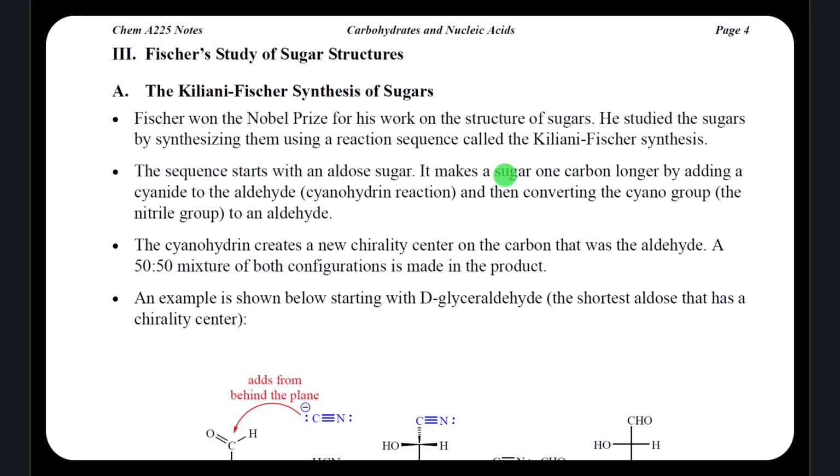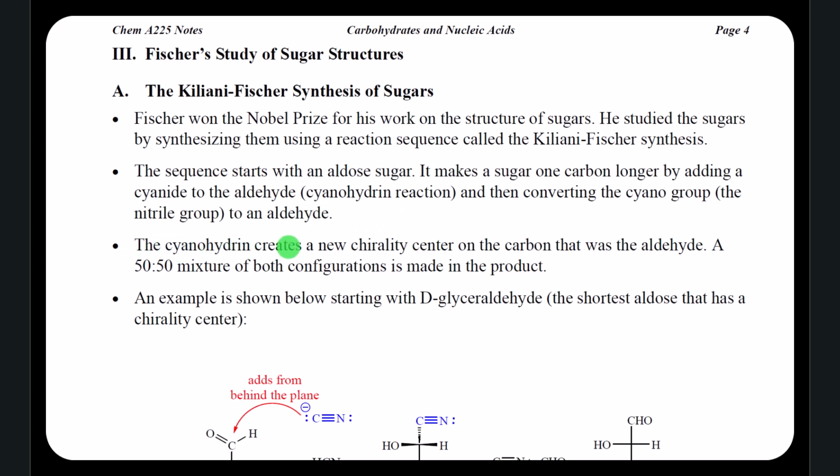It makes the sugar 1 carbon longer by adding a cyanide to the aldehyde in a reaction known as the cyanohydrin reaction. We discussed the cyanohydrin reaction in our chapter on aldehydes and ketones. We will later see that it is possible to convert the cyano group, which is often also called a nitrile group, into an aldehyde.